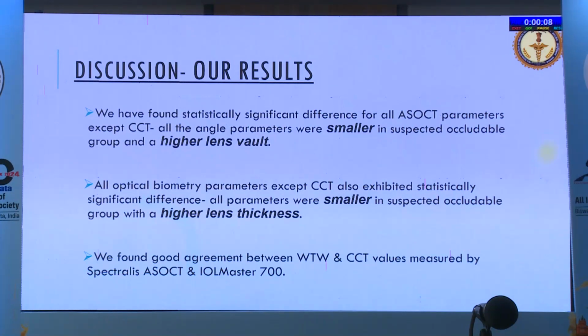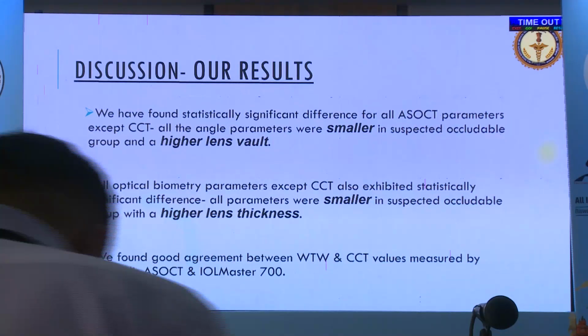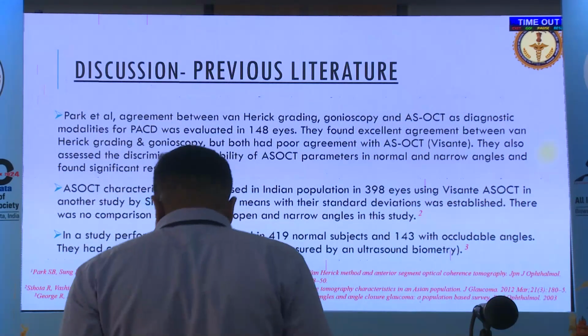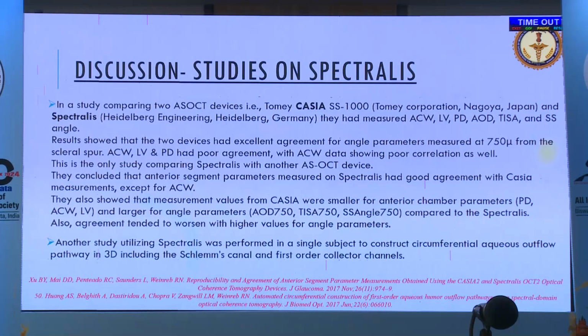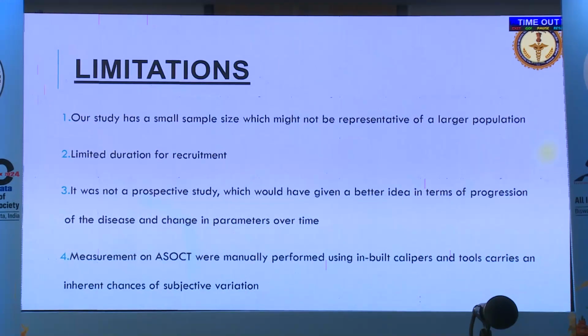So our results, there were smaller parameters in suspected occludable angles with a higher lens vault, and optical parameters were smaller in the suspected occludable with a higher lens thickness. Previous literature has not compared these 2 groups, and the Spectralis machine AIOS-ARC device has only been used in 3 studies according to the literature that we had searched.